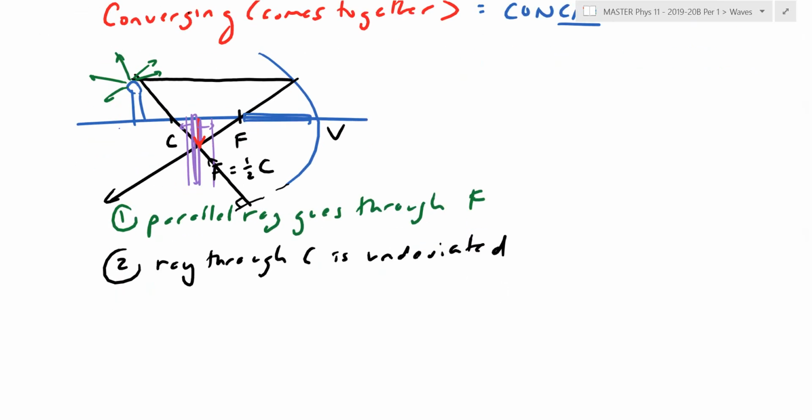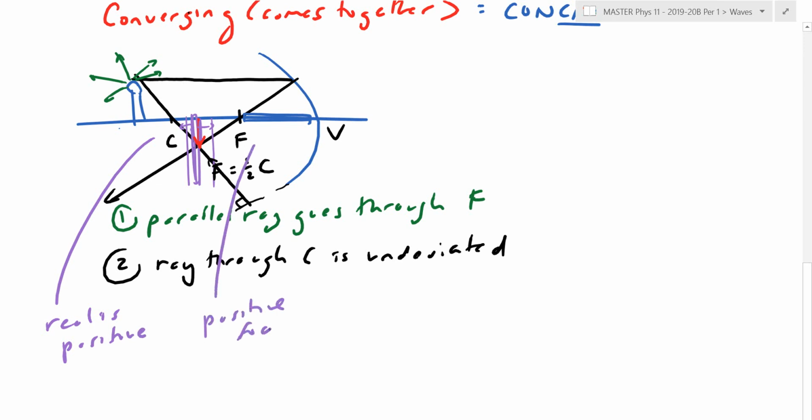And we're going to use the language here: real is positive. So in this case, real is positive. And we have a positive focus, or positive focal length, because it's on the real side. It's on the actual side where the light rays actually are. For mirrors, the real side is always the side where the object is.